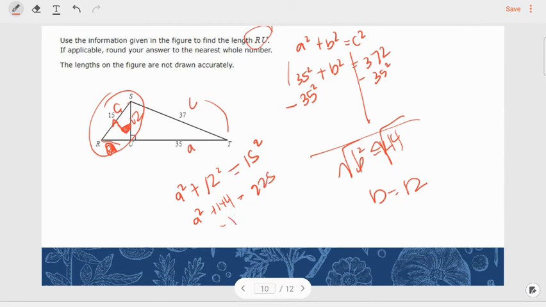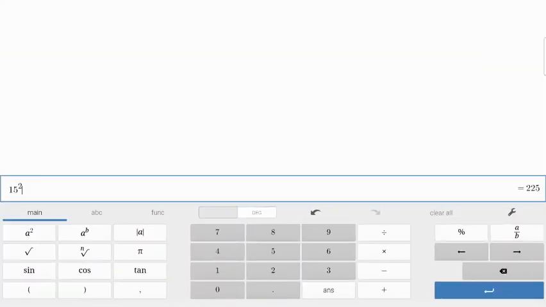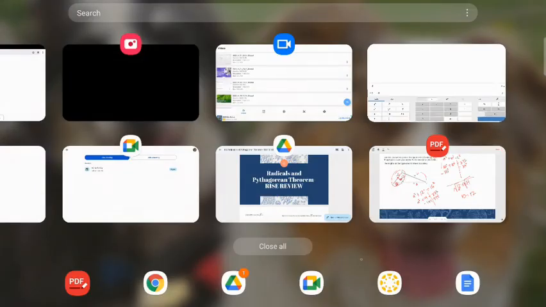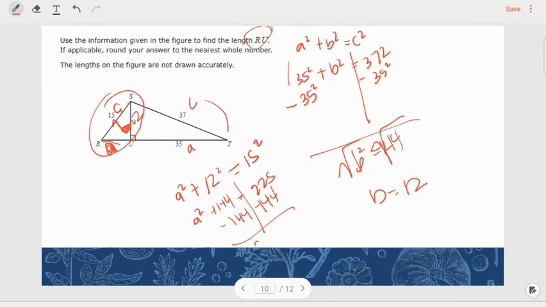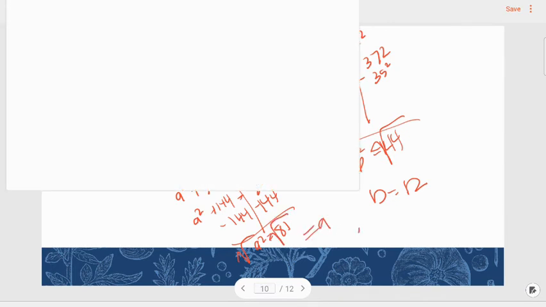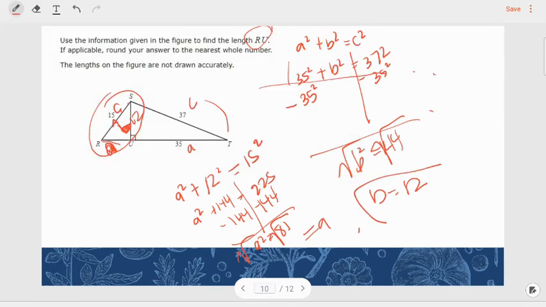I'm going to subtract 144 from both sides. So 225 minus 144 is a total of 81. A squared equals 81, and the square root of that gives A is 9. So my final answer is 9.